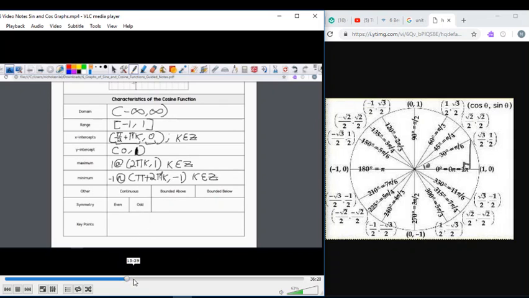Let's move here. The function is continuous, bounded above, bounded below, just like the sine function. It's even. The cosine function has symmetry across the y-axis. Remember, an even function says that f of -x is equal to f of x. That's y-axis symmetry. And I just listed the critical values here: 0, 1, pi over 2, 0, pi, -1, 3 pi over 2, 0, and 2 pi, 1.